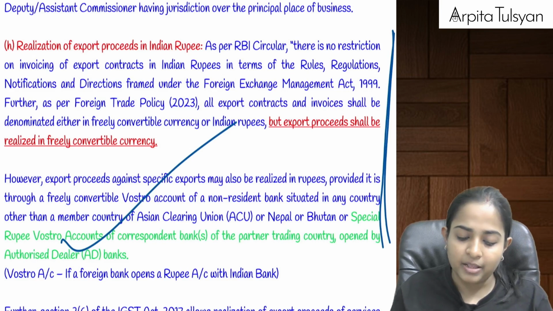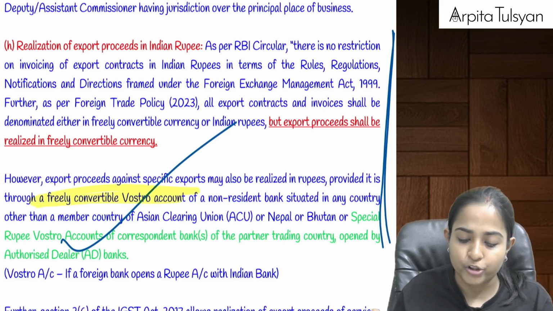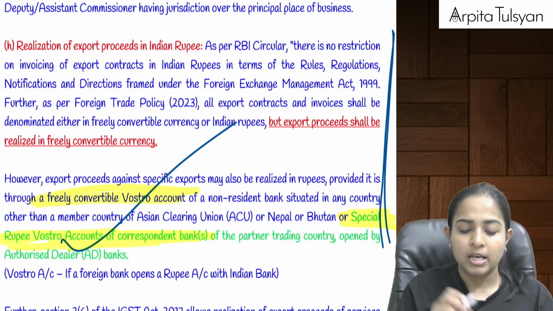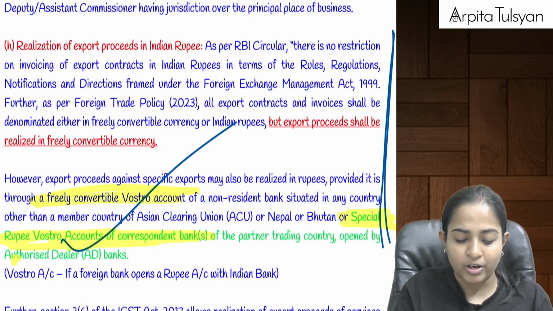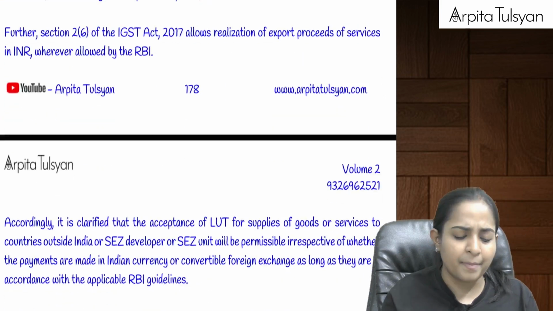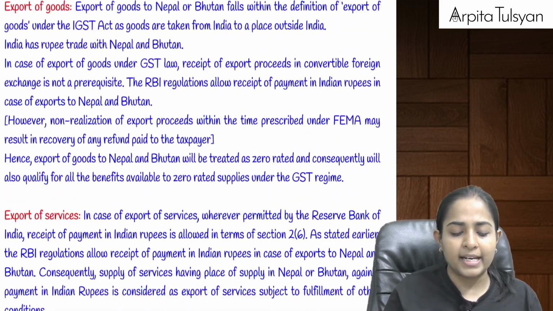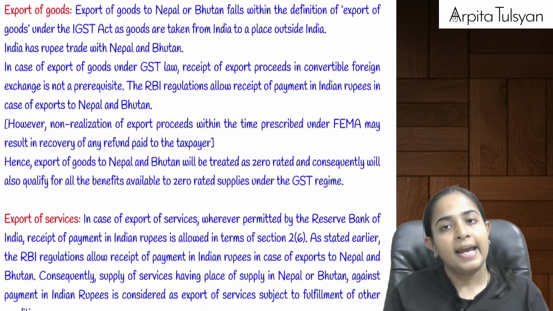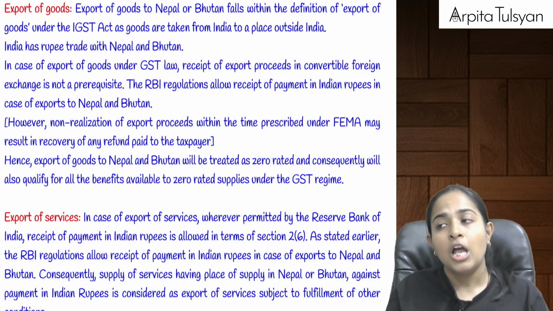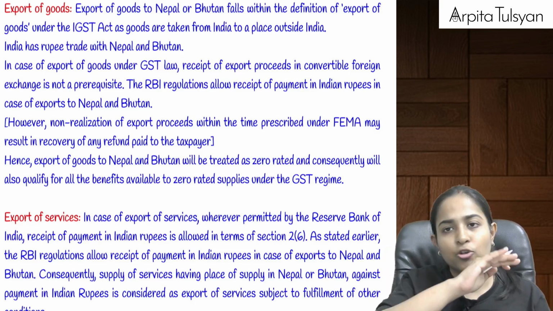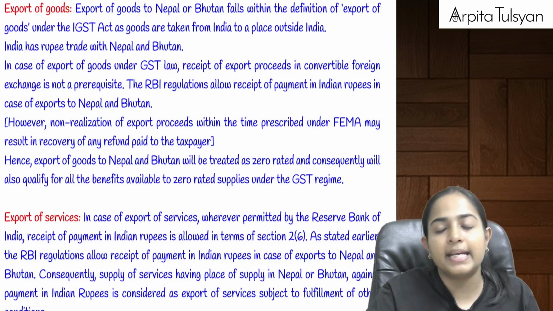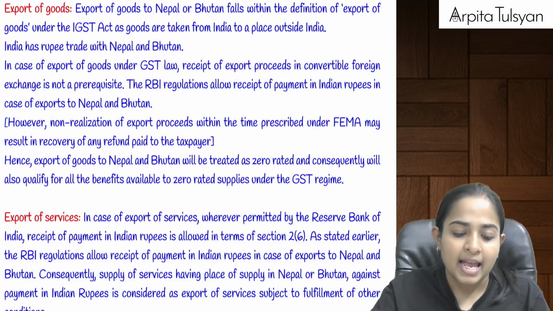So when the payment is done through a freely convertible Vostro account, or through special rupee Vostro accounts opened with authorized dealers here in India, if it is permitted by RBI, then no problem at all. And in case of export to Nepal and Bhutan, even if the payment is received in Indian currency, it will be considered as export. That is the only exception given. Rest all the provisions of export will apply. The only exception given is they can receive the money in Indian currency. Are you clear with this?